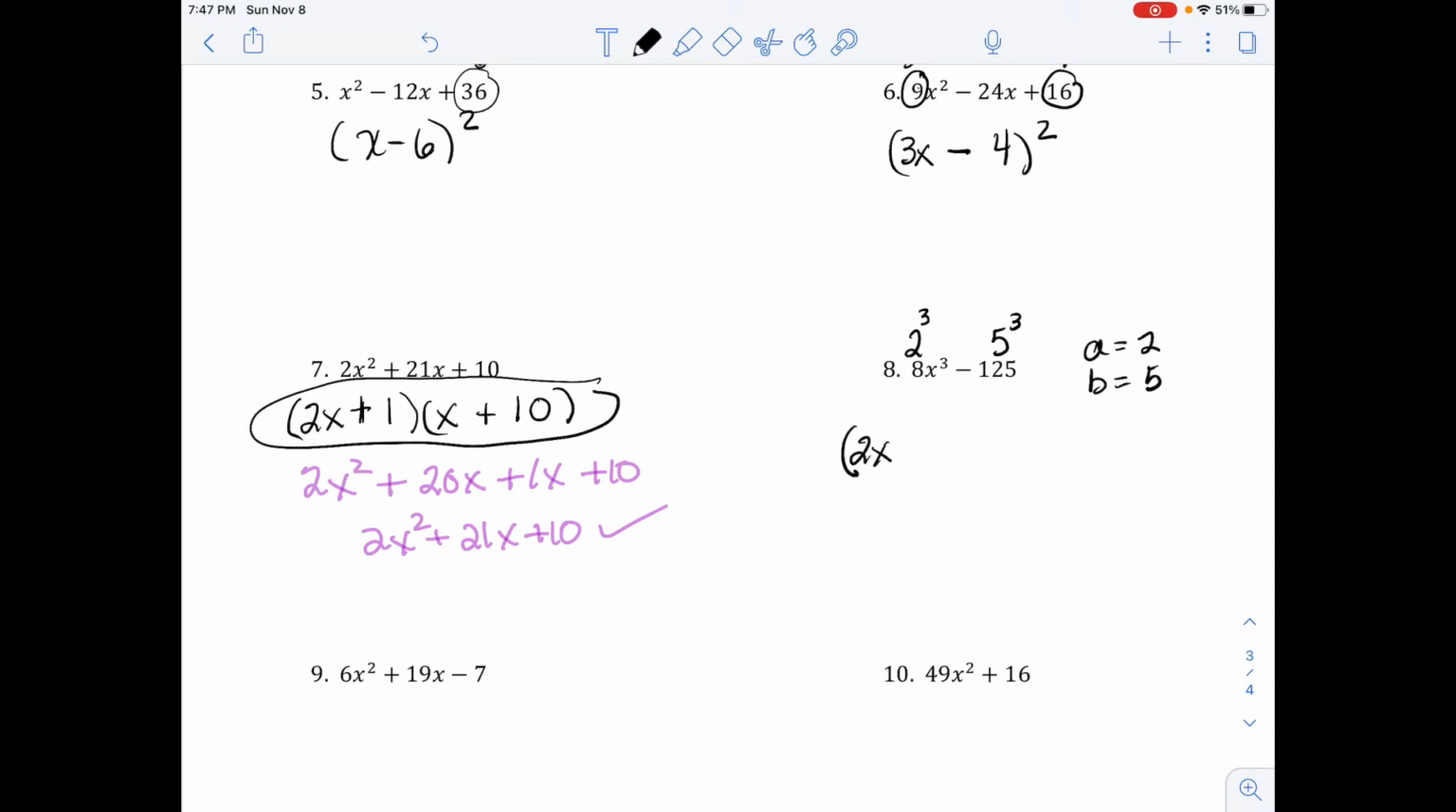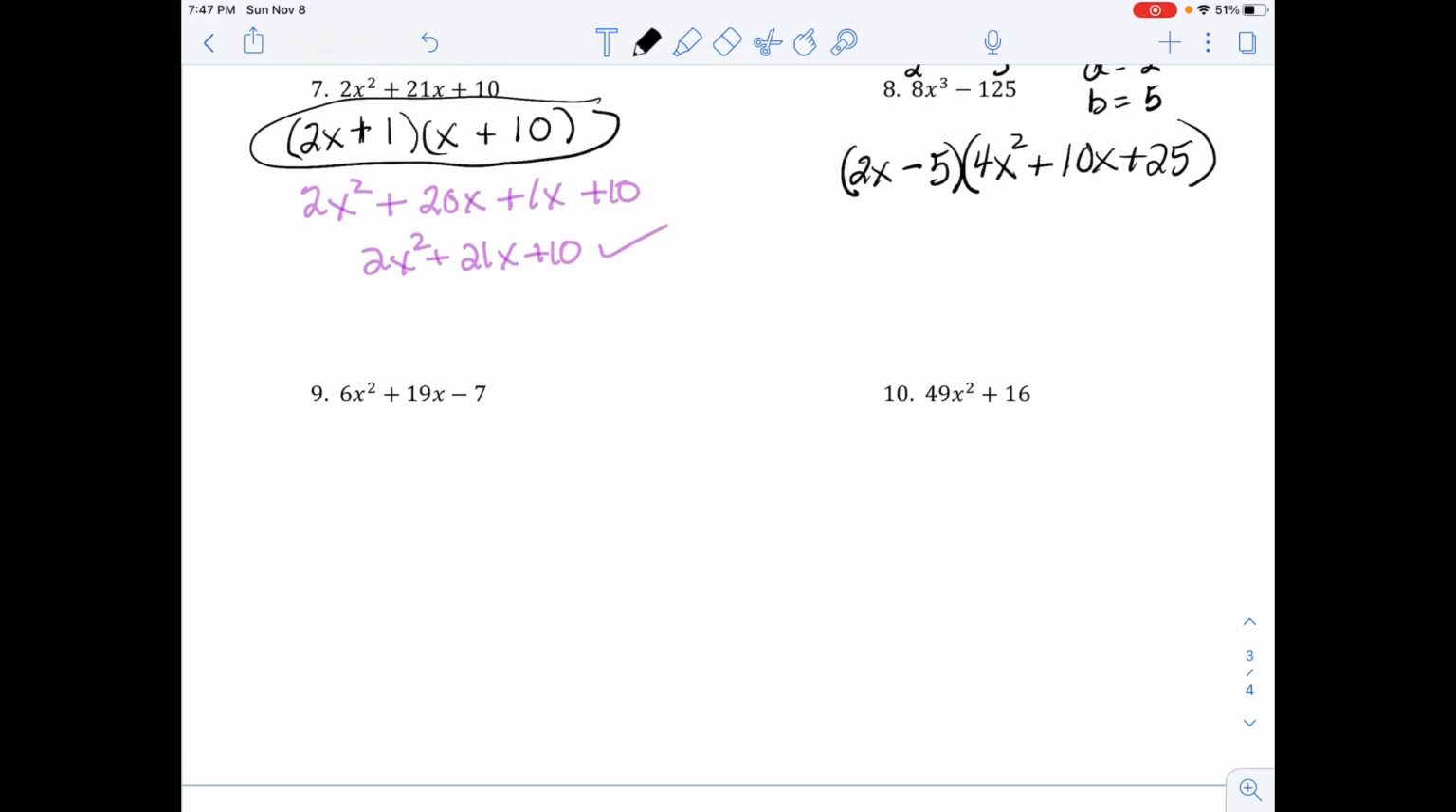So A, 2x minus B, 5. And then the rest of the pattern, and I know the pattern, but you'll have to write the pattern down. So put it somewhere so that it's handy for you, okay? So 2x squared, so that's 4x squared, plus, multiply the 2 together, 10x plus 25.